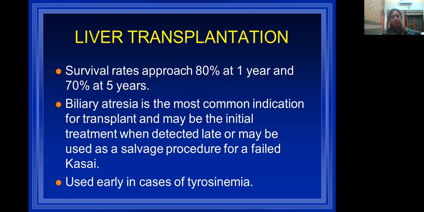Biliary atresia is the most common indication for transplant and may be the initial treatment when detected late, or may be used as a salvage procedure for a failed Kasai. It is used early in cases of tyrosinemia.